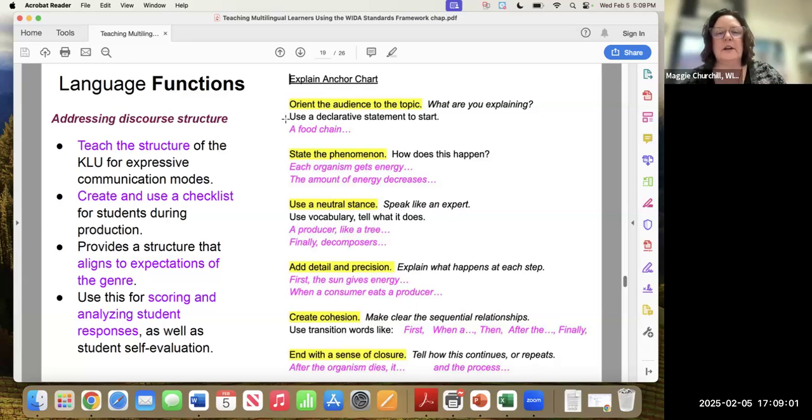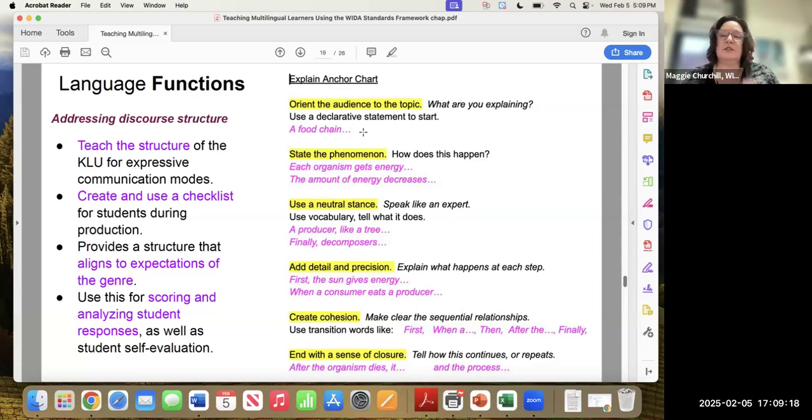A food chain, right? So I even sound like a scientist. I sound official, right? And so I give them an example of how to start. I give them a sentence frame. And I always use this format. So I always have a highlight, I have a question, I tell them, okay, here's how you start, and then I give them an example.